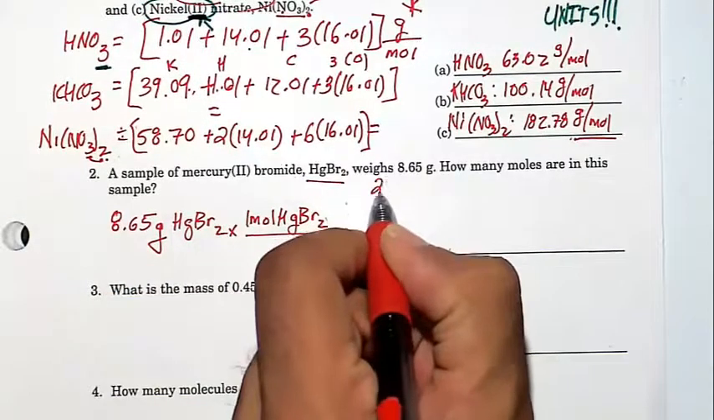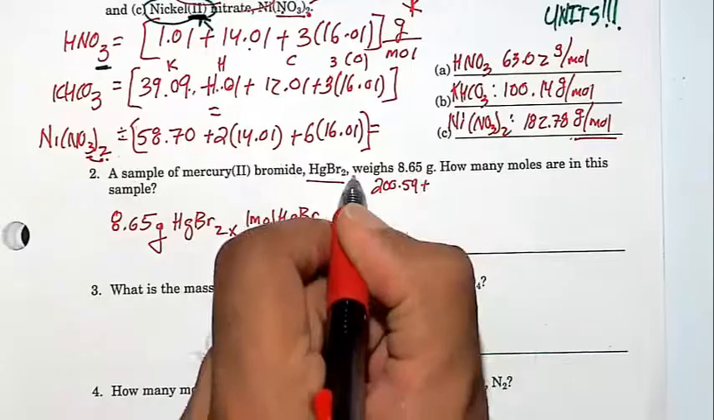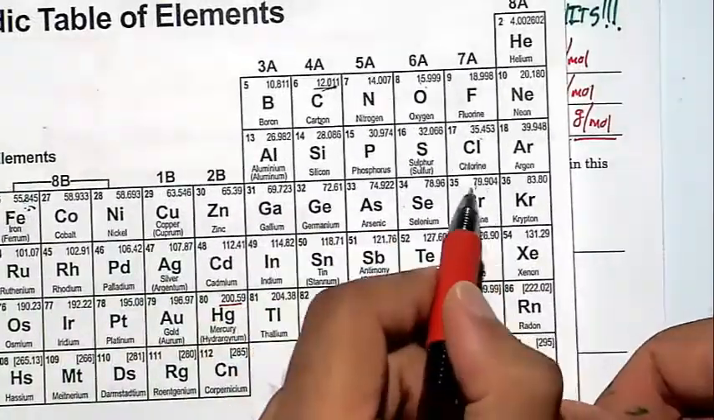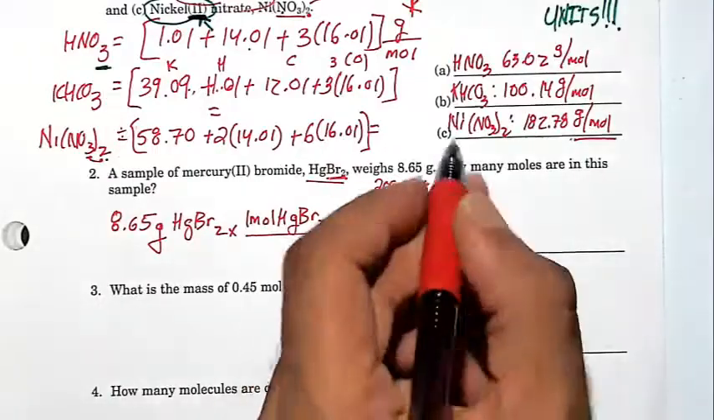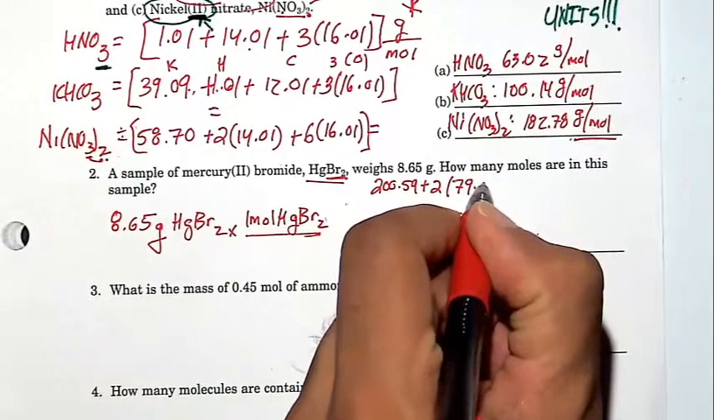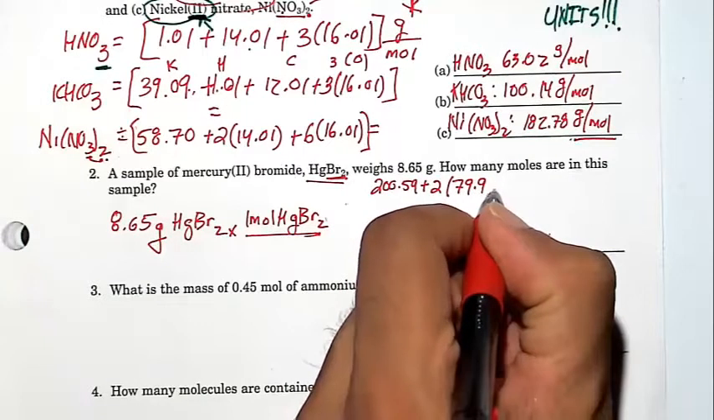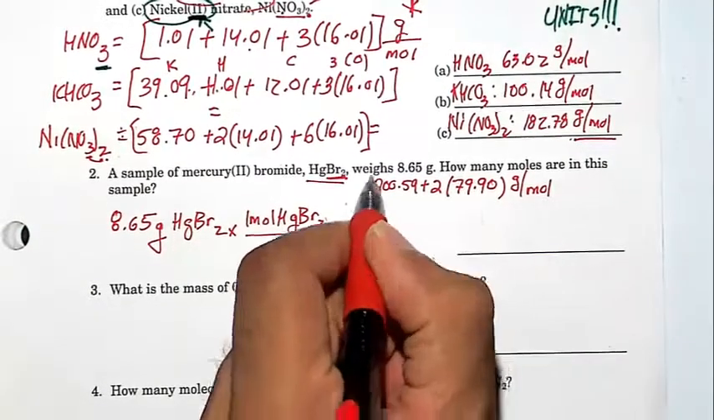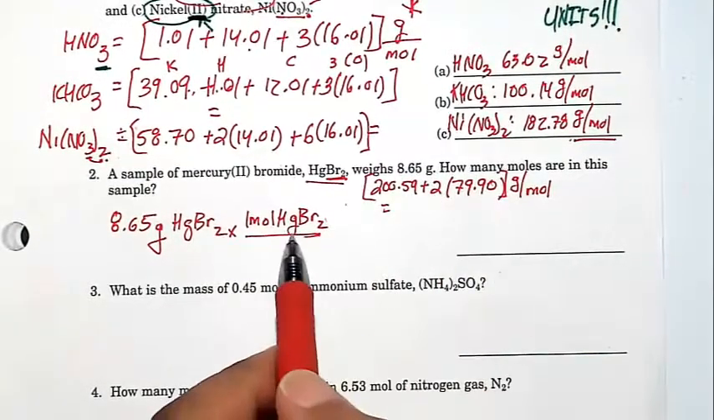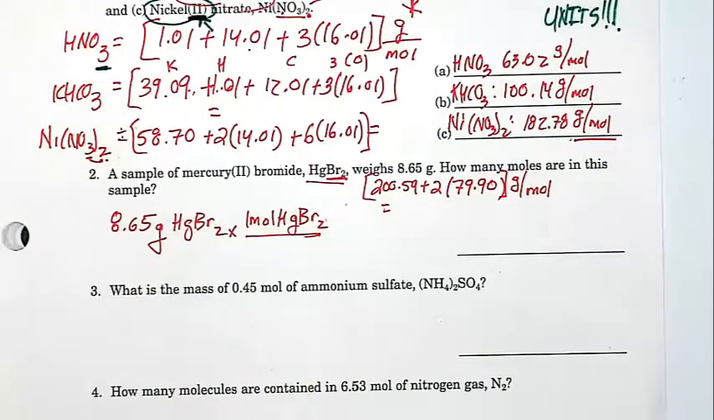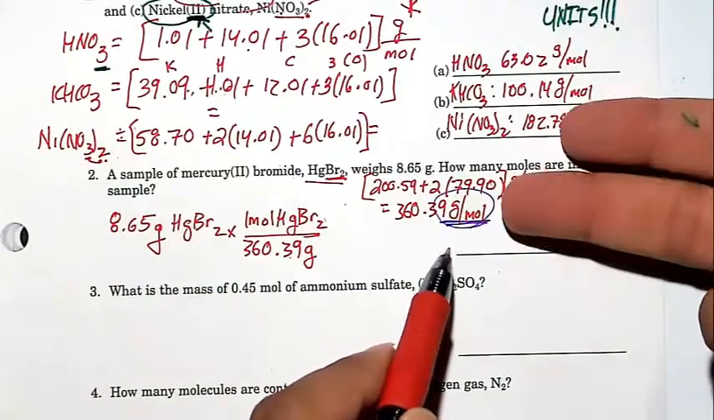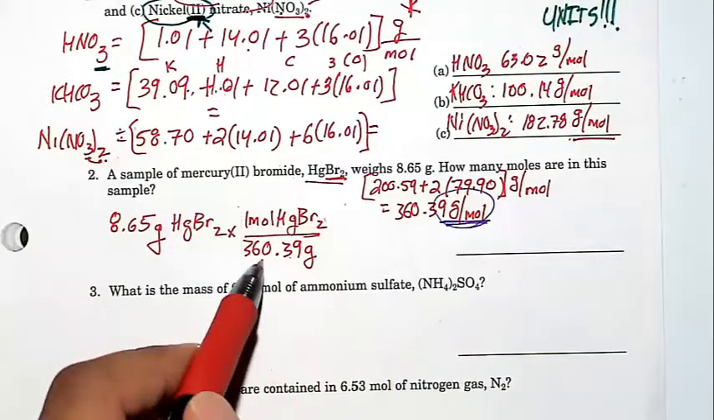So I have 200.59, and I have 2 bromines. So 2 times bromine is 79.904. I'll just say 79 point. I'm rounding, but I got my main numbers in, so that's okay. This whole addition is the molecular weight of mercury 2 bromide in grams per mole. So let's do that math. 360.39 grams per mole. But here I've switched the relationship, so instead of grams per mole, I have moles per gram.